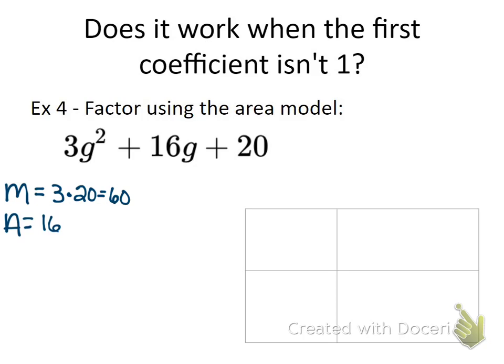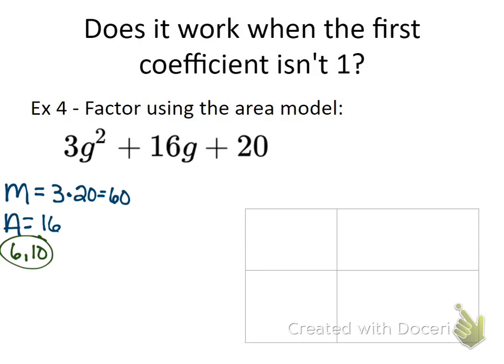Step 2, you are going to look on your factor sheet. Which number should you be looking at on your factor sheet? 60. And under there, look at those factors. Which of those can you add together to get 16? 6 and 10. There's step 2.